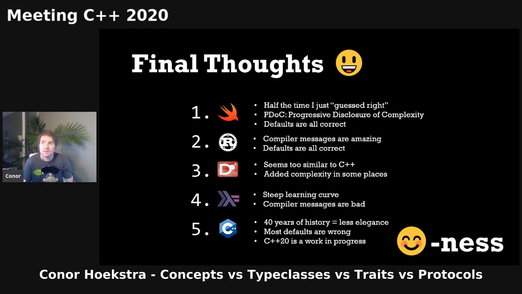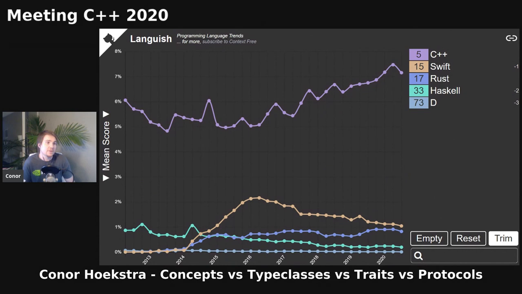Very quickly, on the popularity of languages, there's a really cool website by Context Free, from one of the videos we saw earlier, that ranks C++, Swift, Rust, Haskell, and D. You can see the number across all programming languages. So C++ is at 5, Swift 15, Rust 17, Haskell 33, and D 73. It's unfair because obviously C++ has been around for decades, but I think it's fun to look at these graphs. You always have to take it with a grain of salt because they're based on things that aren't always entirely accurate. This one, I think, is an average of a bunch of other websites.